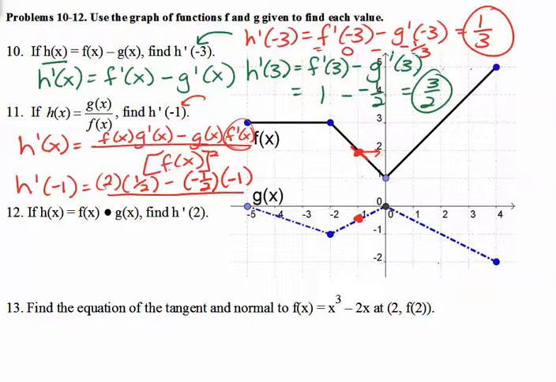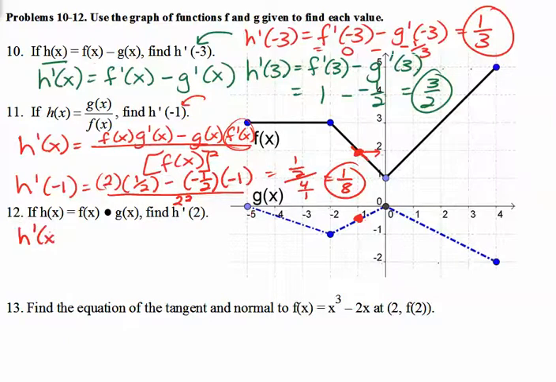All divided by f of negative 1. We've already done f of negative 1 is 2, and then we're going to square it. So let's see if I have the arithmetic correct here. We'll have 2 times 1/2 is 1, minus 1/2. So we'll have 1/2 divided by 4. So I think we'll come up with 1/8, but let me stop and check my arithmetic. I don't see anything wrong there, so we'll proceed to the product rule.